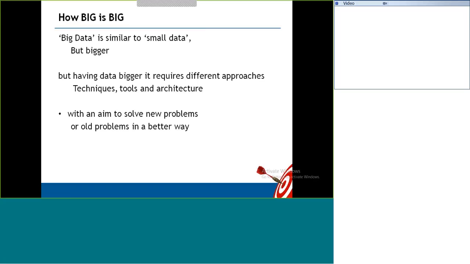It's a lot of techniques that you need to use in the case of traditional technologies, which are based on a single physical server. So there are no such limitations when you use the Hadoop architecture. That's why it is getting familiar nowadays. It is getting so familiar so that you can analyze the data in a big way, with an aim to solve new problems or old problems in a better way without having those constraints. So you need an alternative, and then Hadoop is the alternative.